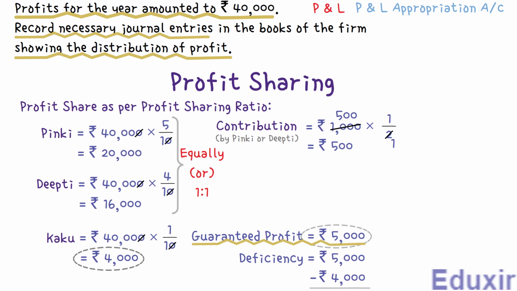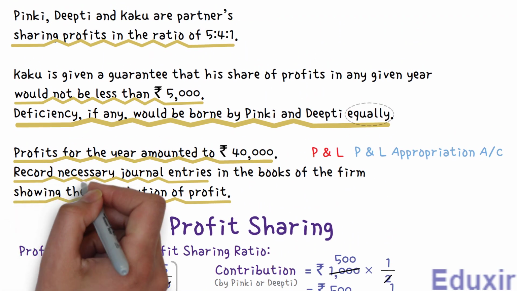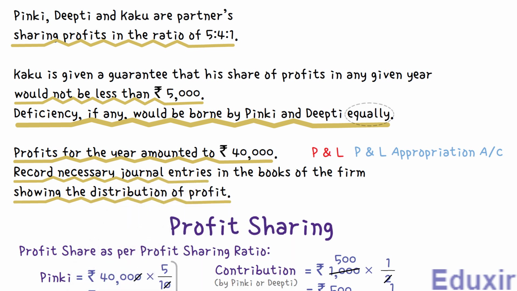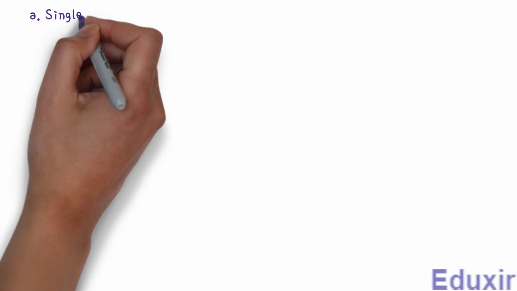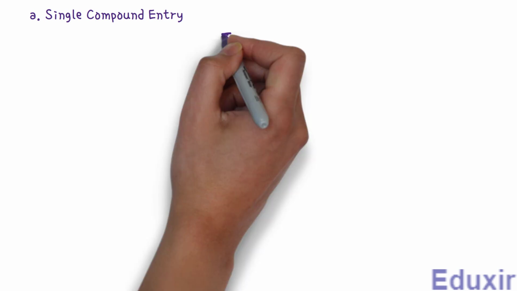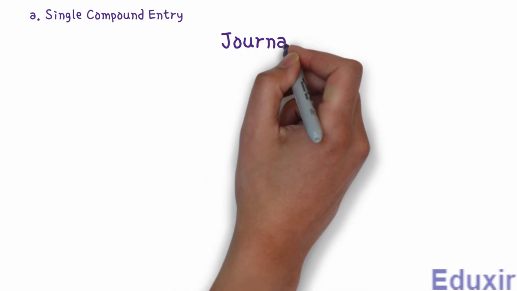Now, as it is asked in the problem, we have to prepare the journal entries to show the distribution of profits. See, there are two ways in which we can record these transactions in the journal. In the first method, we record the entire transaction as a single compound entry. In other words, we record the actual profit share of each of the partners. So, let us have the journal format to journalize these transactions.